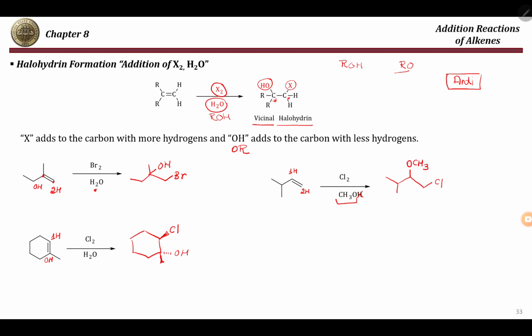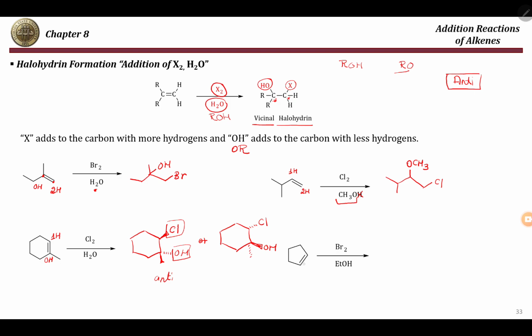Of course, this is one of the products, so you can draw the other one, and in fact you get both. So plus you may get the one which has a dashed Cl and a wedged OH. So both are possible products for this compound. So make sure that your added groups, which are Cl and OH, are anti to each other.